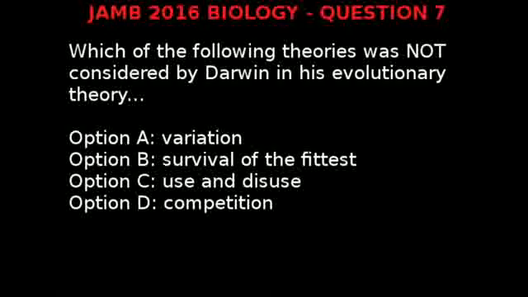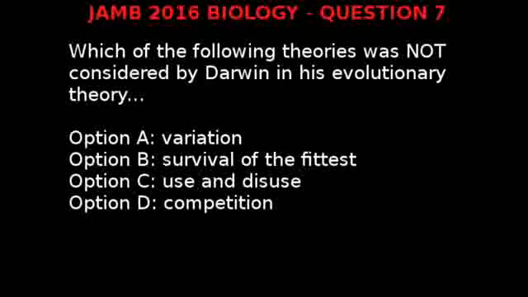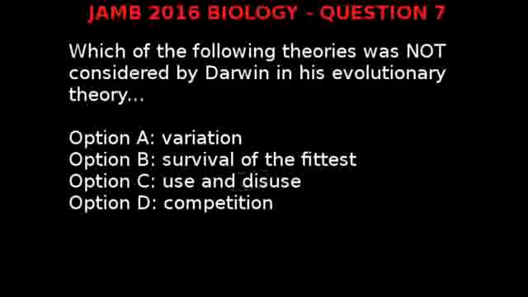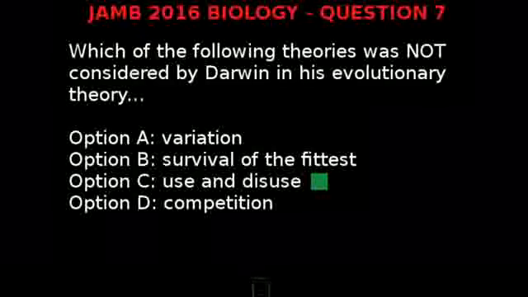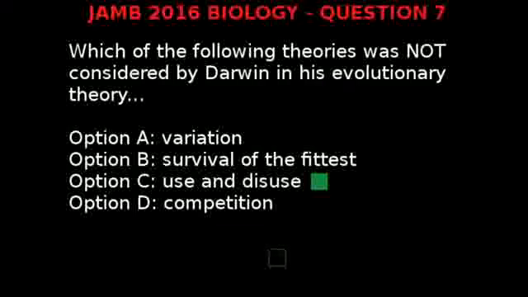JAMB 2016 Biology Question 7. Which of the following theories was not considered by Darwin in his evolutionary theory? Option A, variation. Option B, survival of the fittest. Option C, use and disuse. Option D, competition. The correct answer here is option C, use and disuse. The theory of use and disuse is credited to Lamarck, while the other theories like variation, survival of the fittest, and competition are credited to Charles Darwin.